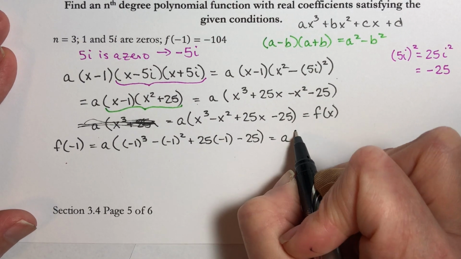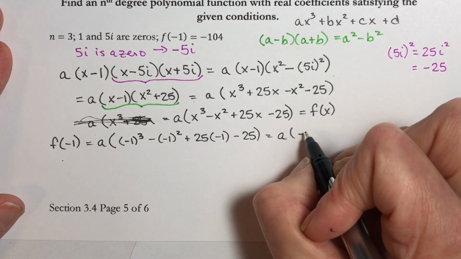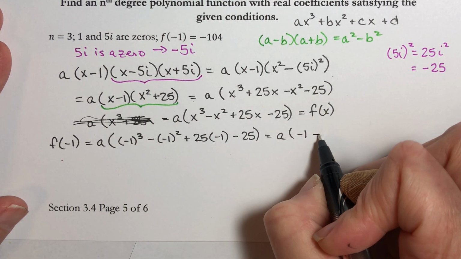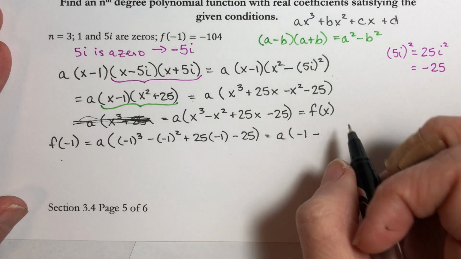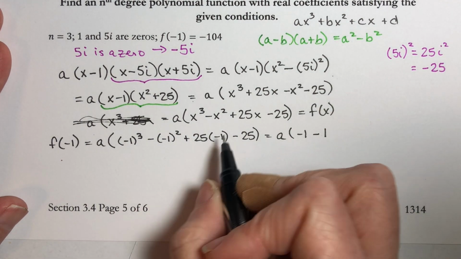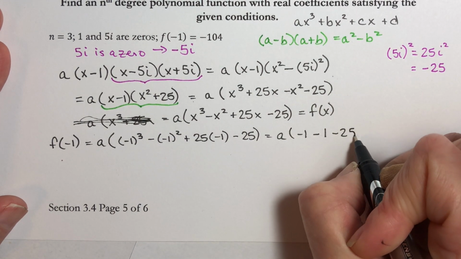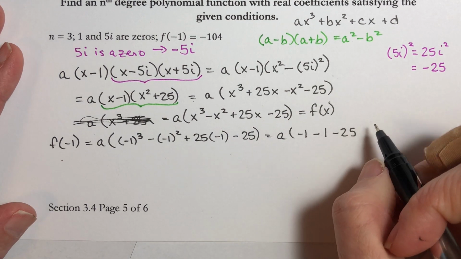So this is a times negative 1 cubed is negative 1, minus negative 1 squared is 1, so that's minus 1. This is minus 25 and minus 25.